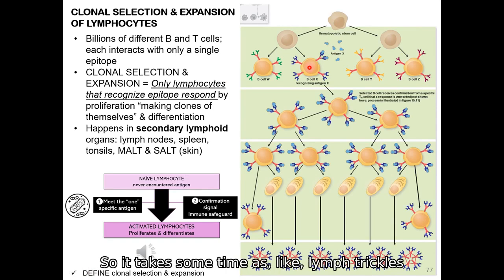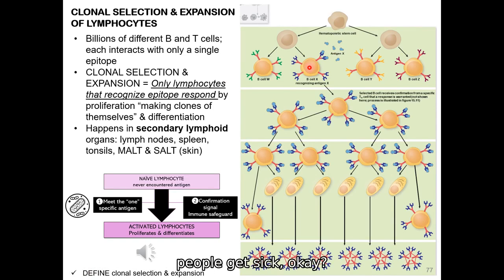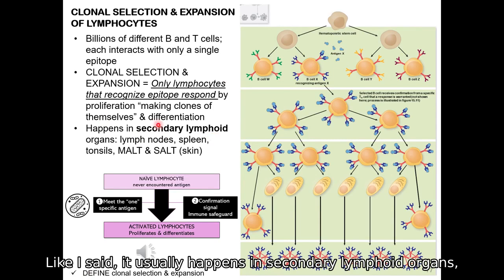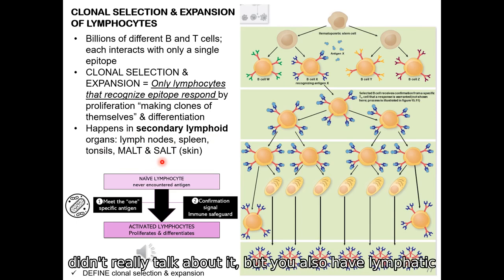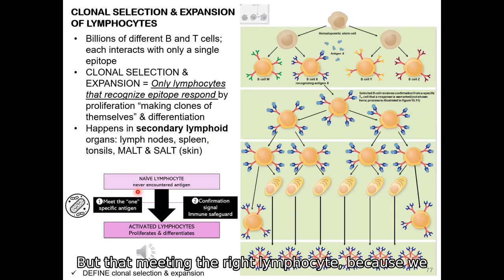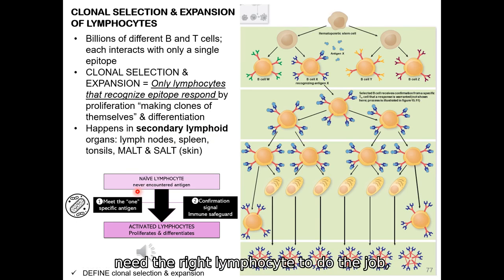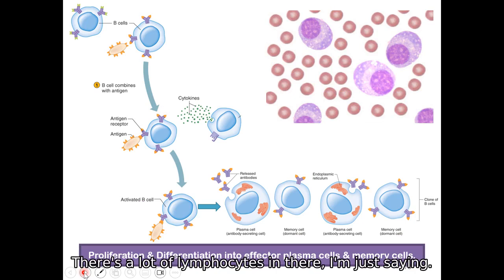So it takes some time as lymph trickles through a lymph node for the antigen to find the right one. So there's this lag or latent period to activate the immune system the first time, and usually people get sick. Okay, but that process is called clonal selection. And like I said, it usually happens in secondary lymphoid organs like lymph nodes, spleen, tonsils, mucosa-associated lymphoid tissue like Peyer's patches, appendix. And then we didn't really talk about it, but you also have lymphatic tissue underneath the skin. Okay, but that meeting the right lymphocyte, because we need the right lymphocyte to do the job, takes time. There's a lot of lymphocytes in there, I'm just saying.